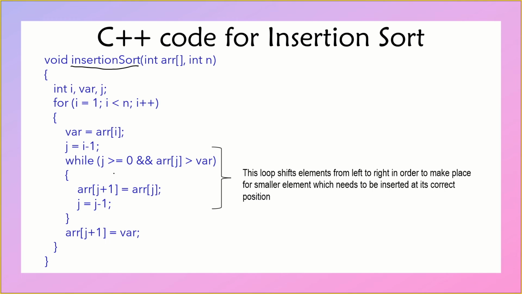So the loop will get over if j becomes less than 0, which is going to be minus 1 because of this decrement statement, or the value on the left hand side is already smaller than the number on its right side. So after this loop is over, we are finally going to bring the smallest element at its correct place, which will be done with the help of this statement where we store the value of var to the correct index, and this will help us to bring the smallest element at its correct position.